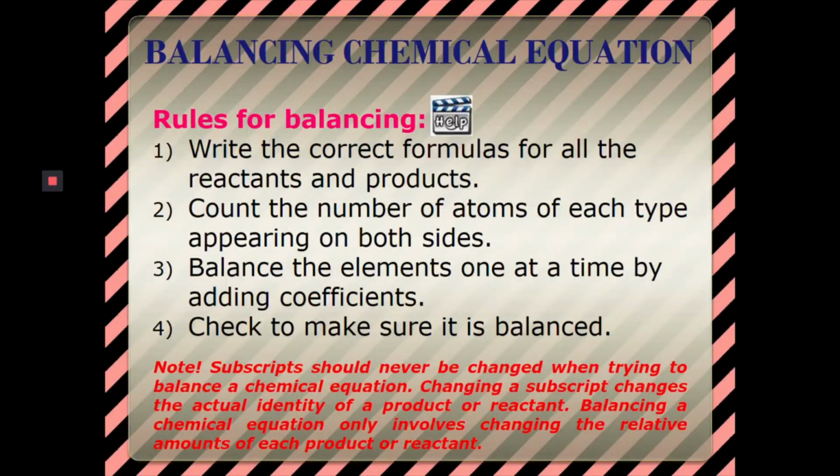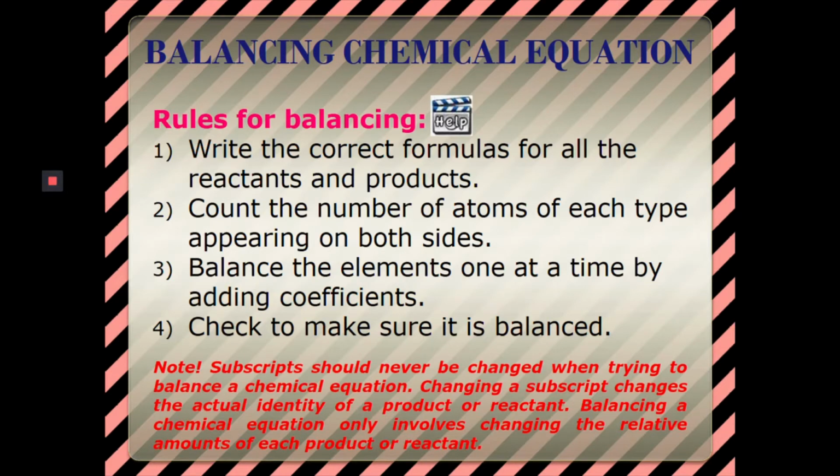Alright, so just now we already saw the basic concept in the chemical equation. Now let's see how to balance a chemical equation. The first rule is we have to write the correct formula for all of the reactants and products. This one we already learned in the previous chapter: writing the correct chemical formula. The chemical formula must be correct first. This is definitely the first step.